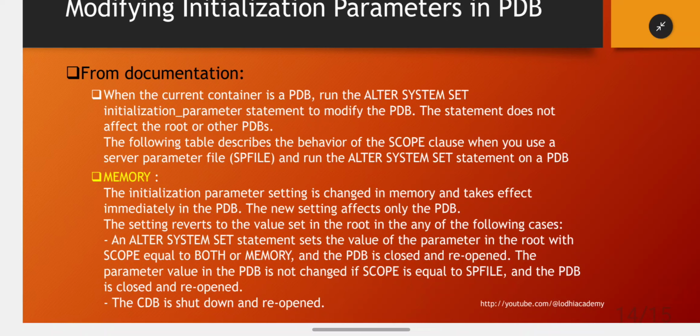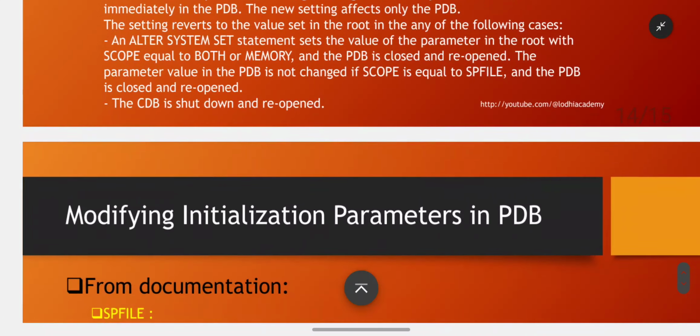The setting reverts to the value set in the root in the following case: an alter system set statement sets the value of the parameter in the root with scope equals both or memory, and the PDB is closed and reopened. The parameter value in the PDB is not changed if scope is equal to SPFILE and the PDB is closed and reopened, or the CDB is shut down and reopened.